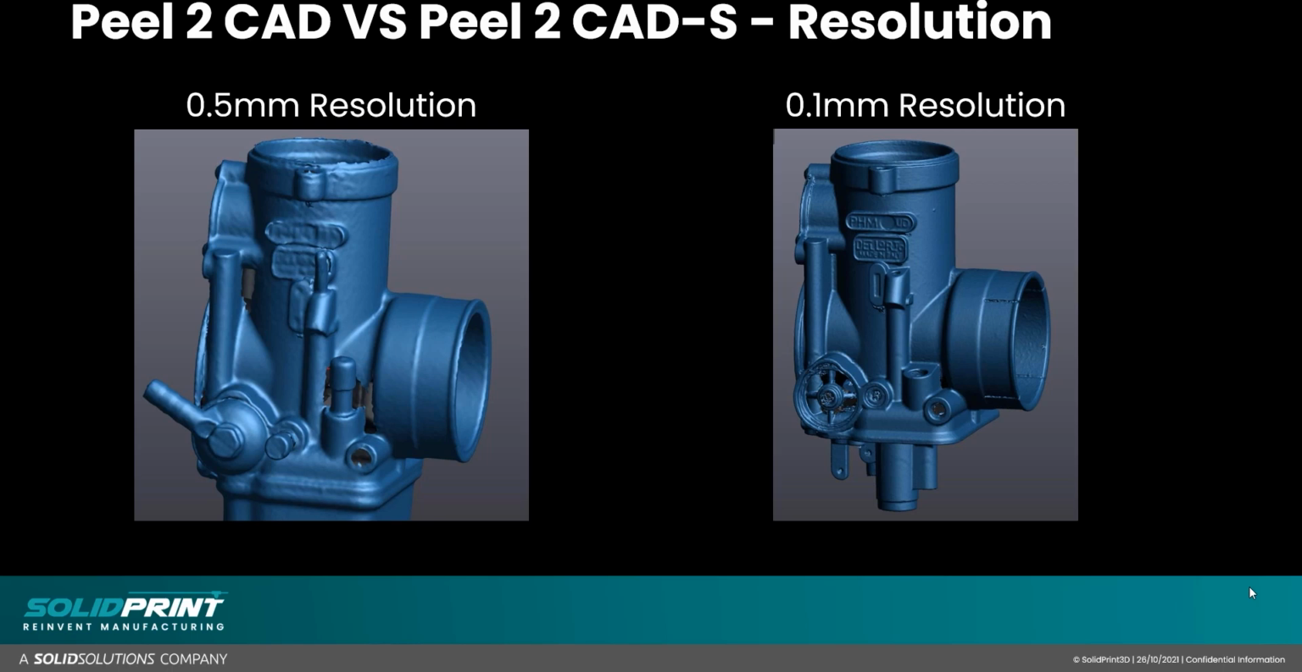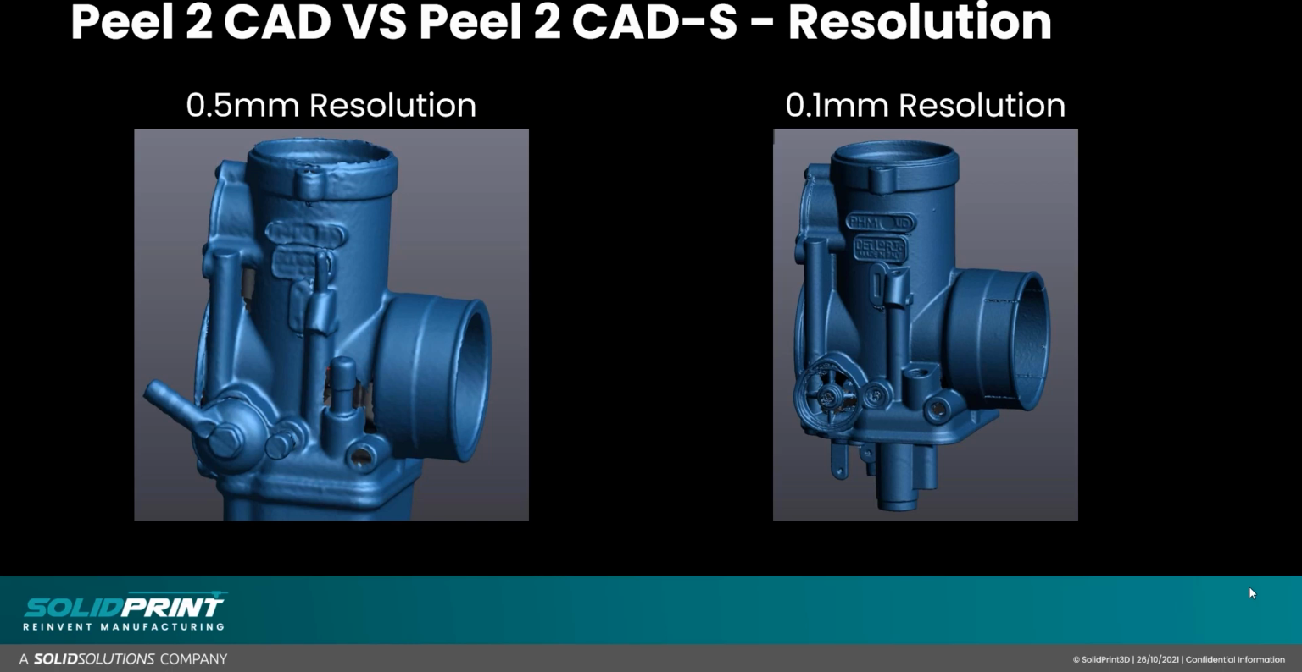So the smallest resolution that the Peel 2 CAD is able to capture is 0.5 of a mil resolution, and the smallest that the Peel 2 CAD-S is able to capture is 0.1 of a mil resolution. Now if you remember, they've got different fields of view. So one is aimed at scanning smaller objects with a much finer resolution, whilst the other one's aimed at scanning much larger objects and has a larger field of view.